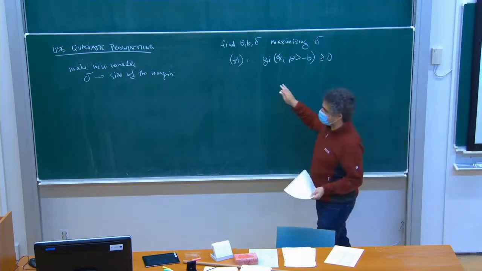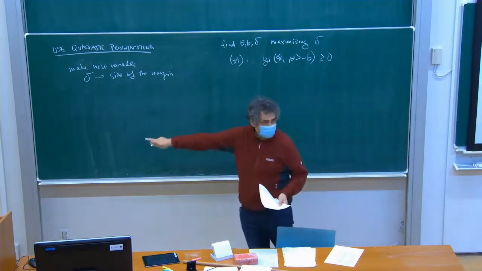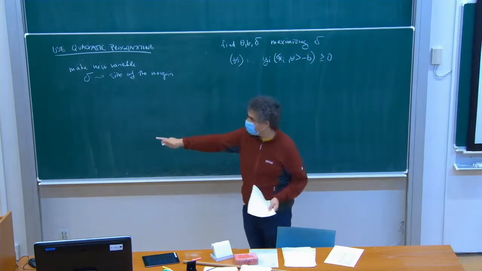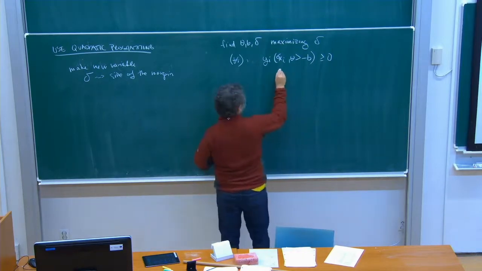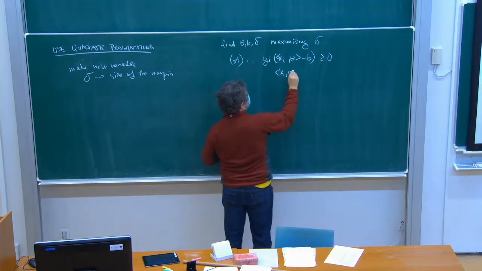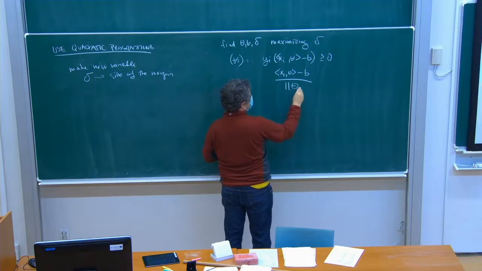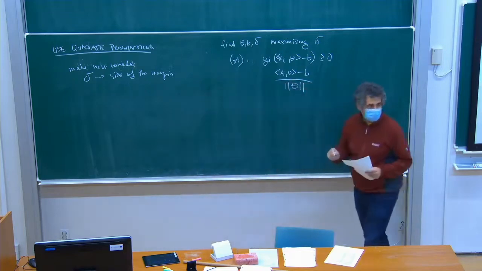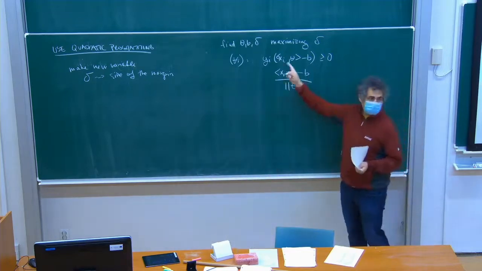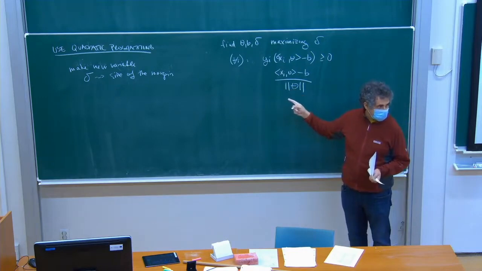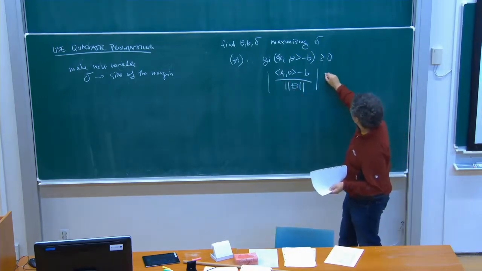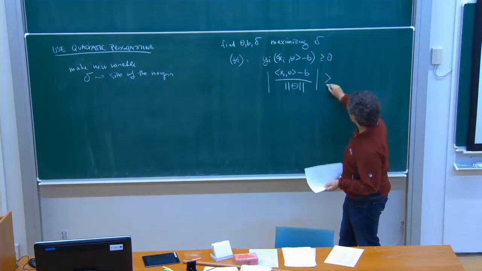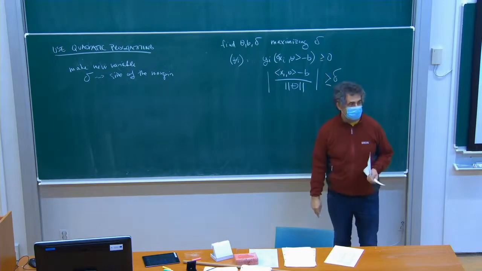And then also I want to compute the distance of that point to my hyperplane, according to what I computed before, is xi theta minus b over this thing. But it has also a sign, okay? So I would want to do something like this, should be greater or equal than delta.